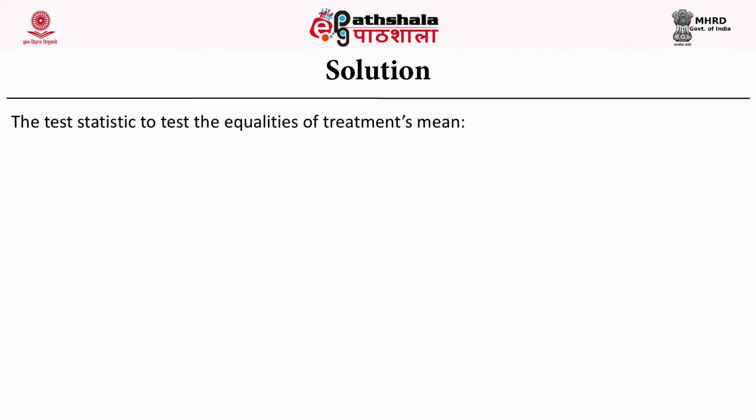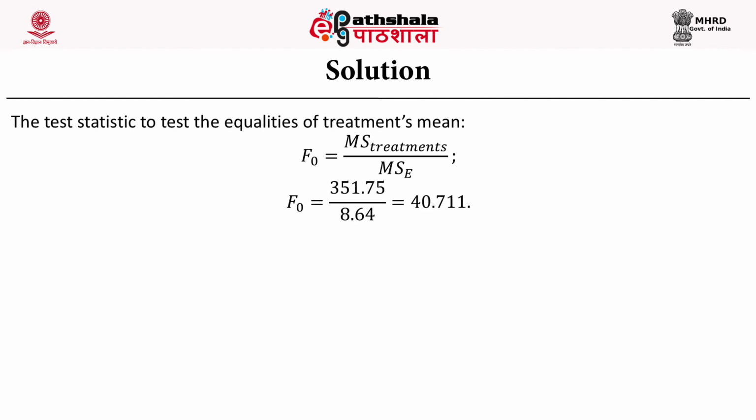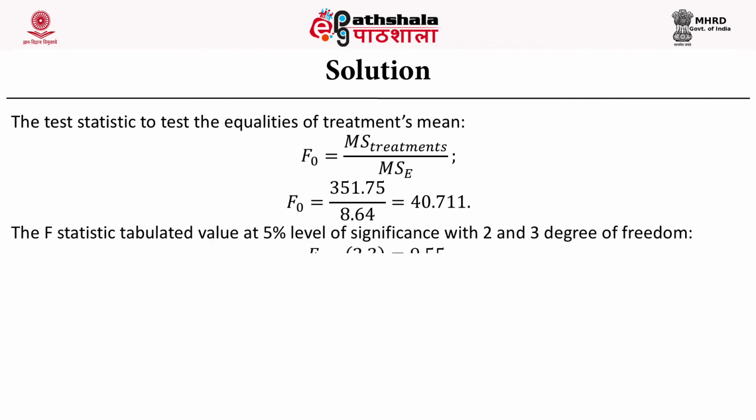The test is to test the equality of treatment means. So F naught here is the mean sum of squares of treatment divided by the mean sum of squares of error, which is 351.75 divided by 8.64, equal to 40.711. The F statistic tabular value at 5% level of significance with 2 and 6 degrees of freedom can be seen from the table, which comes out to be 9.55.